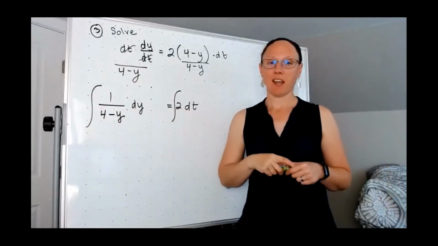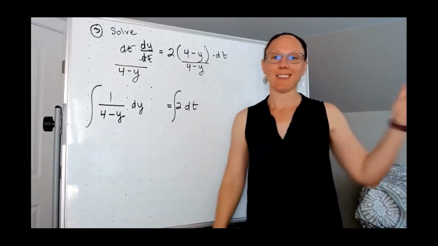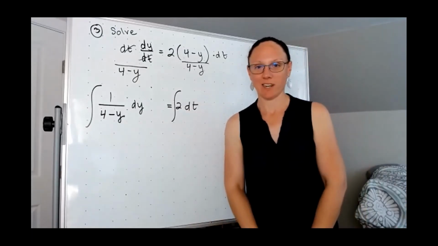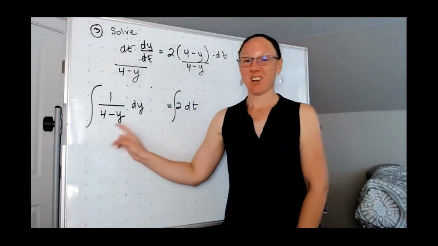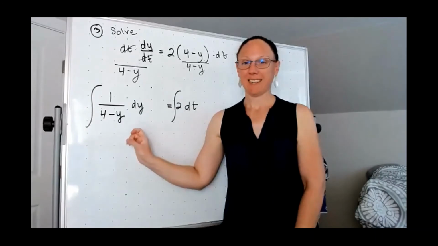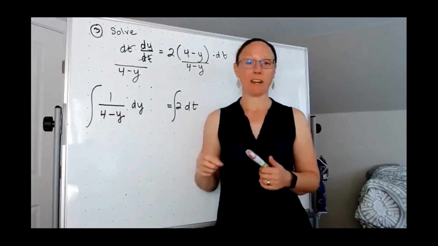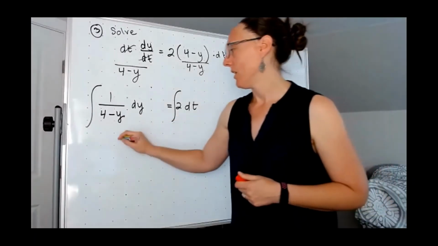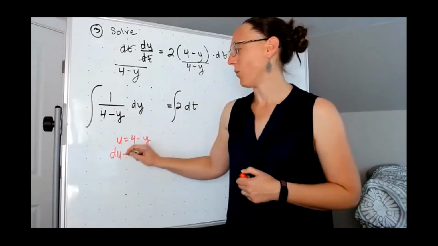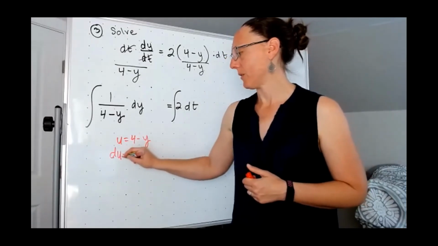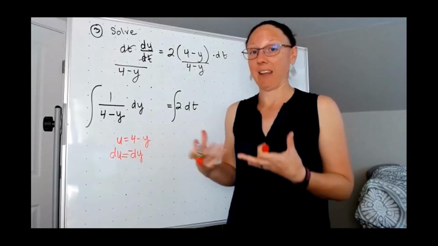On the left-hand side, even though it looks like, oh, hey, that's just a natural log, I know what's going to happen. It's not quite a natural log. It's going to be a negative natural log. And the reason is that if we take a minute to write out the u substitution, u would be 4 minus y, which would make du negative dy. Oops. Because the derivative of 4 minus y is -1.